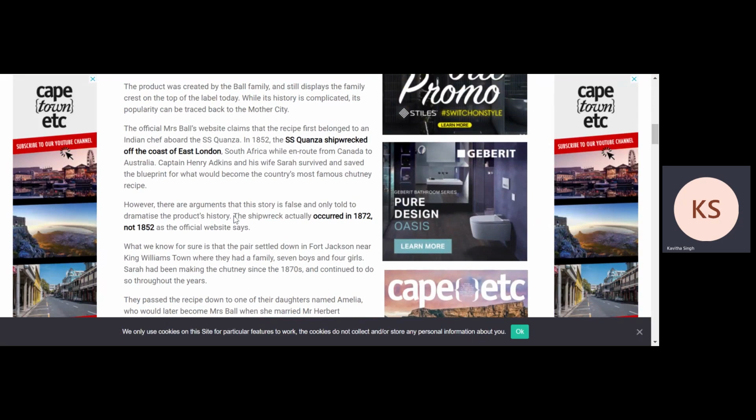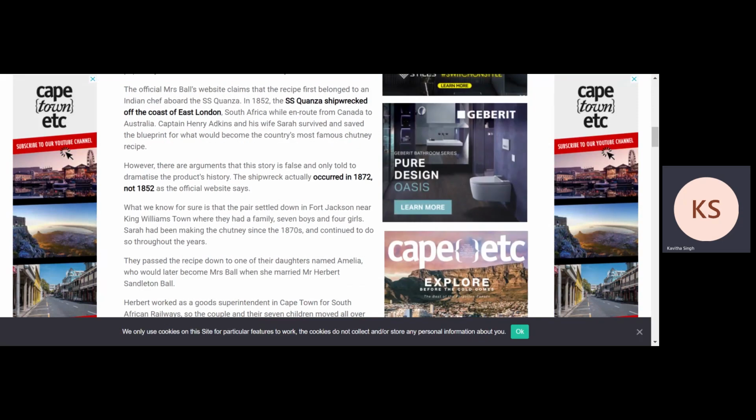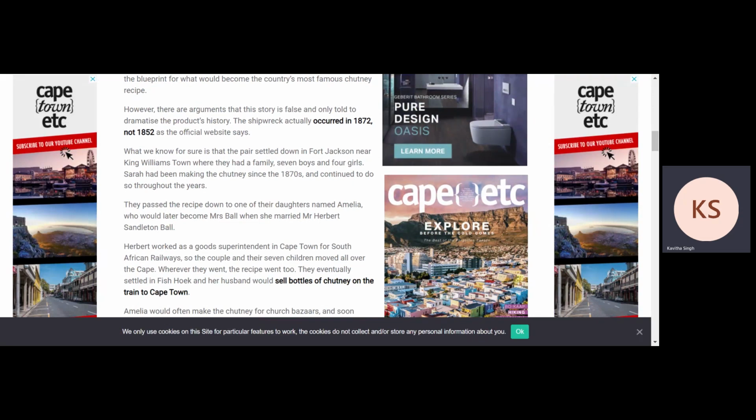The official Mrs. Ball's website claims that the recipe first belonged to an Indian chef aboard the SS Kwanzaa. In 1852, the SS Kwanzaa shipwrecked off the coast of East London, South Africa, while en route from Canada to Australia. Captain Henry Atkins and his wife Sarah survived and saved the blueprint for what would become the country's most famous chutney recipe. However, there are arguments that the story is false and only told to dramatize the product's history.